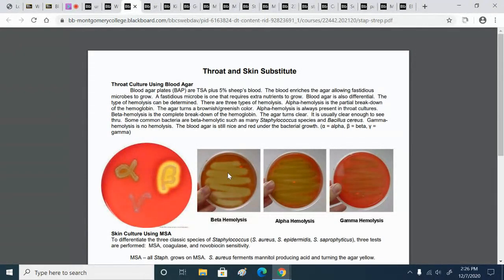Gamma hemolysis is no hemolysis at all, and so the blood agar is not changed. It's still nice and red underneath the growth. Any questions on hemolysis and blood agar?